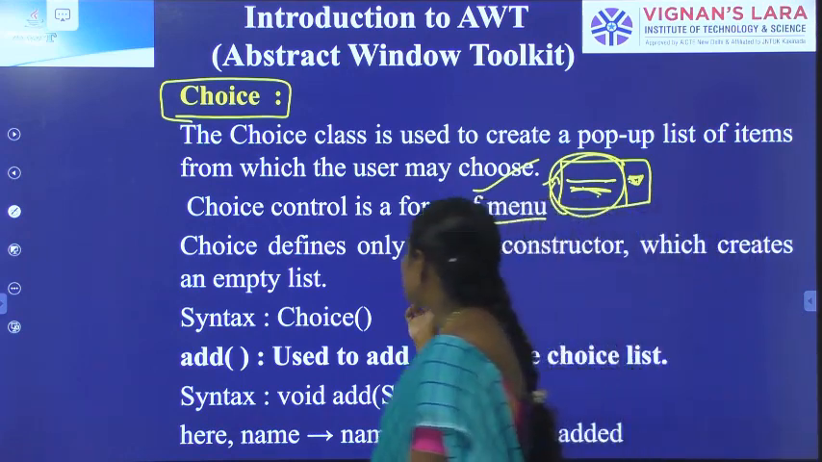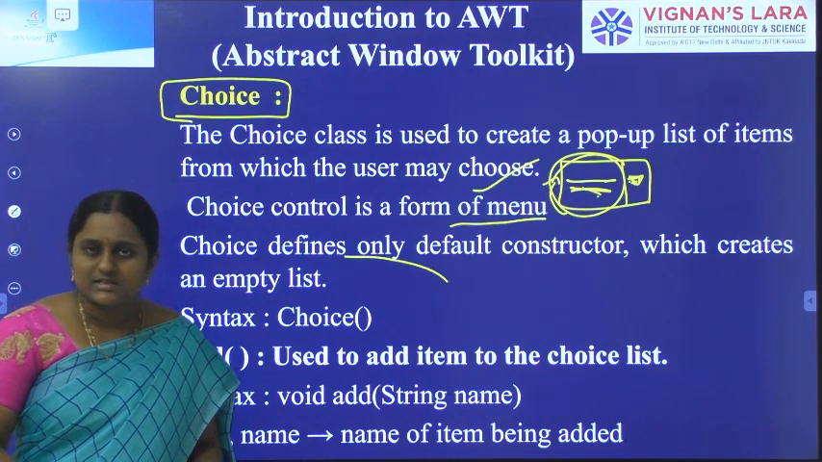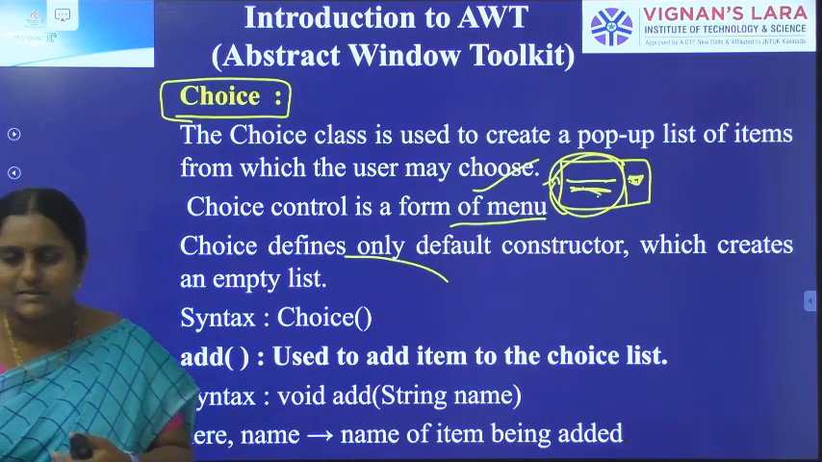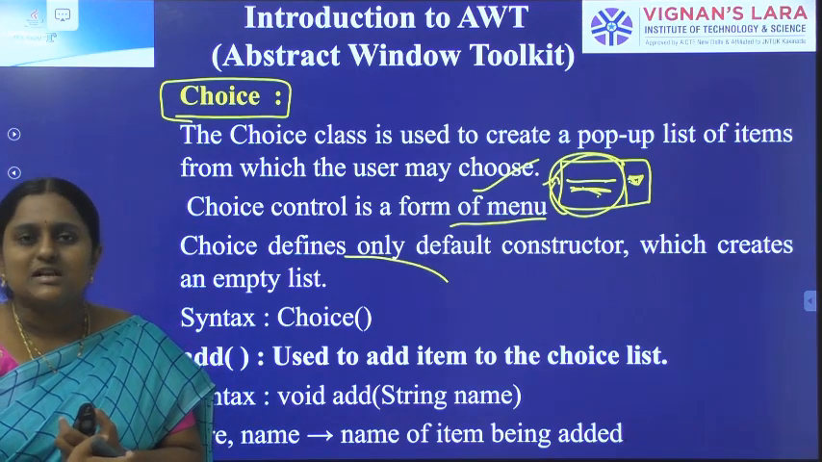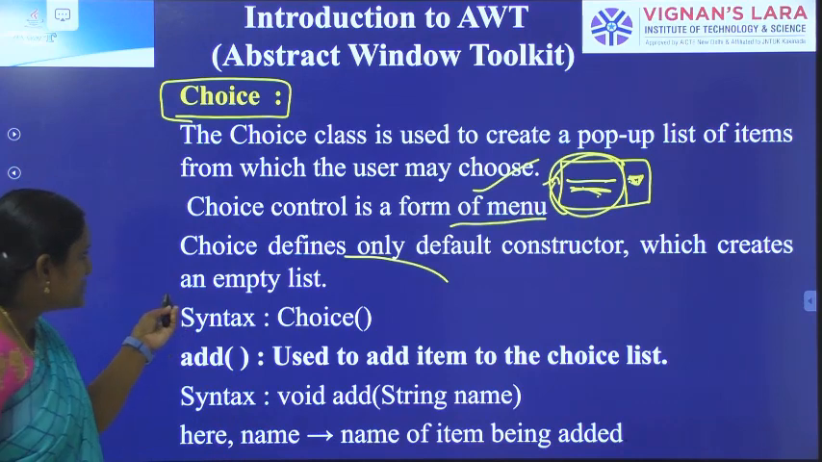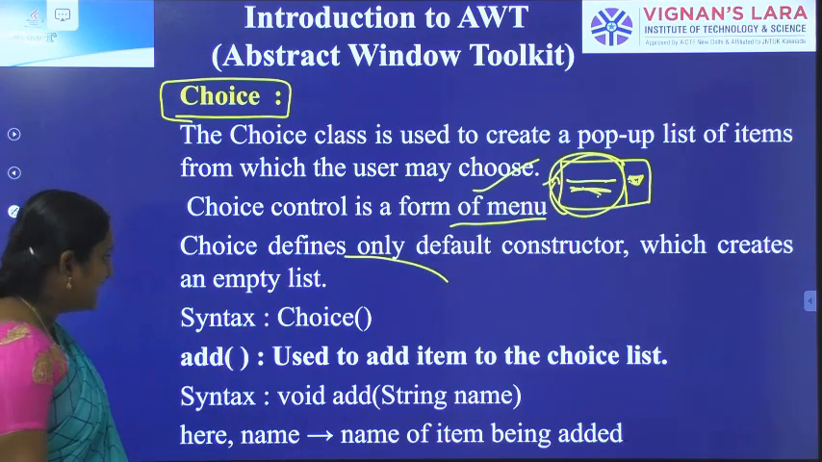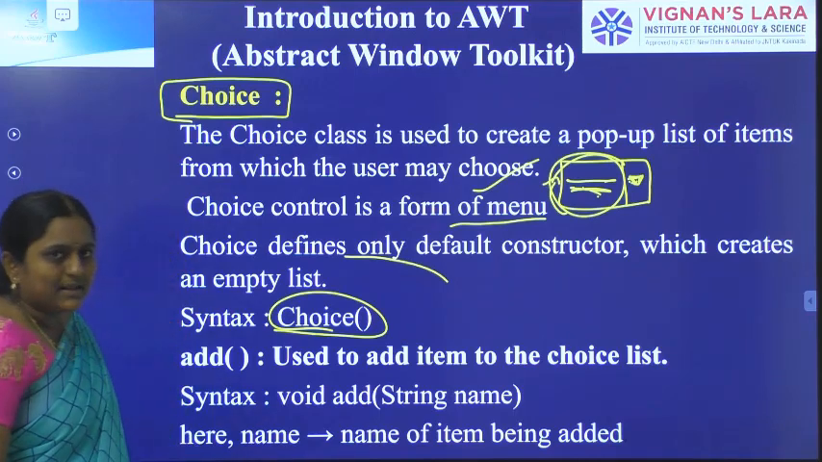Next, Choice defines only one constructor. Every class has some constructors, and the constructor name is the same as the class name. In order to create an object of the class we use the constructor, because constructors are automatically invoked at the time of creating an object of the class. Here Choice defines only one constructor, a default constructor, Choice. The constructor name is the same as the class name.